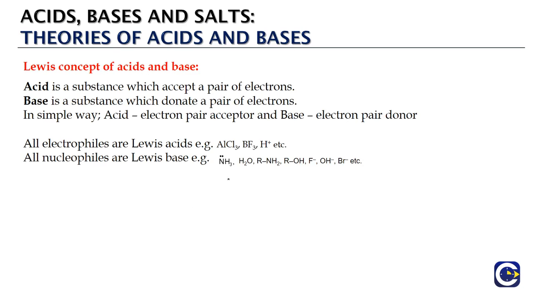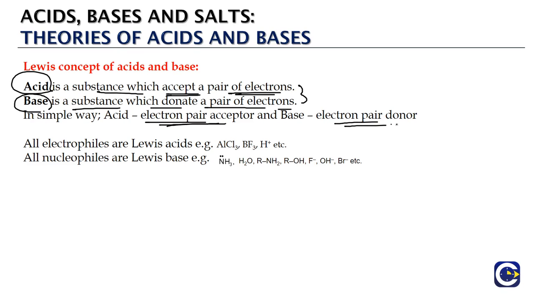So the Lewis theory of acid is basically that a substance which accepts a pair of electrons. That substance which can accept a pair of electrons, we will call it a Lewis acid. A base is a substance that can donate a pair of electrons. So here we can see the definition is based on electrons. A substance which can accept a pair of electrons will be called an acid, and a substance which can donate a pair of electrons will be called a base. In simple terms, acid is an electron pair acceptor, base is an electron pair donor.